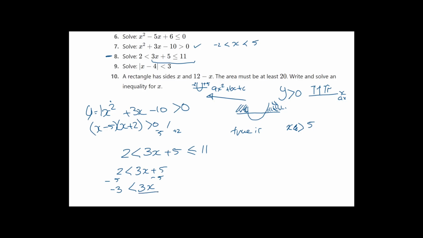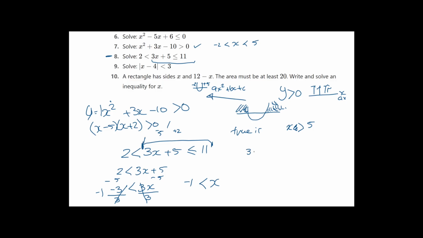And then if we divide both sides by 3, and we're allowed to do this because the thing we're dividing by is not a negative number, that's going to go to -1, and they're going to cancel. So our first inequality, x must be strictly greater than -1. Okay, now let's do this part of the inequality.